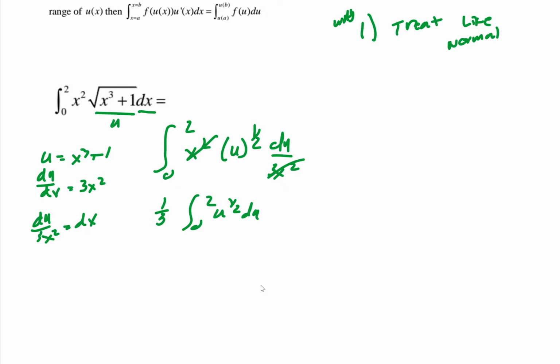Now I can integrate this like normal. So add 1 to the power, divide by the new power, which in this case is 3/2. Remember the trick, bring the 2 to the front. So we're going to get this mess: 1/3, 2 over 3, u to the 3/2.